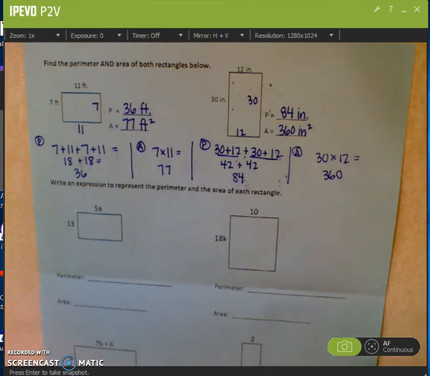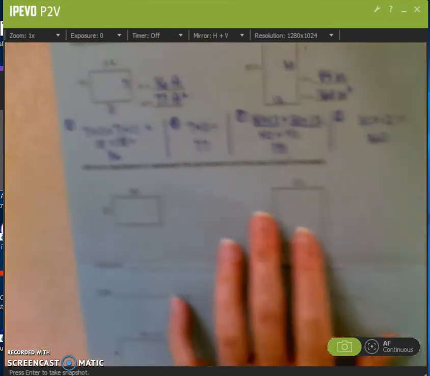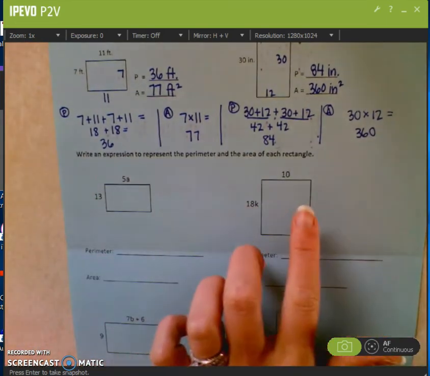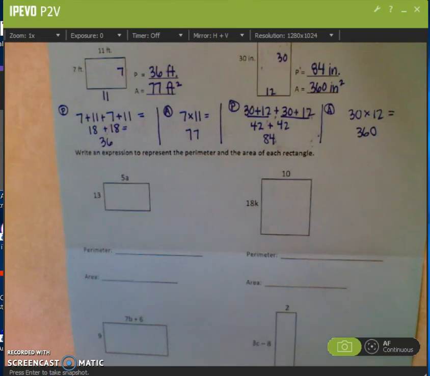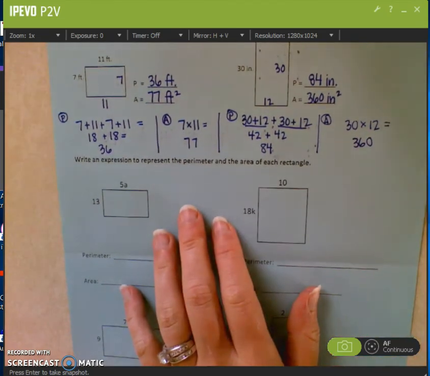Next, we're going to move into writing expressions for rectangles that maybe don't always have numbers but have some variables. So we're going to look at some problem solving there and jump into that in the next video.